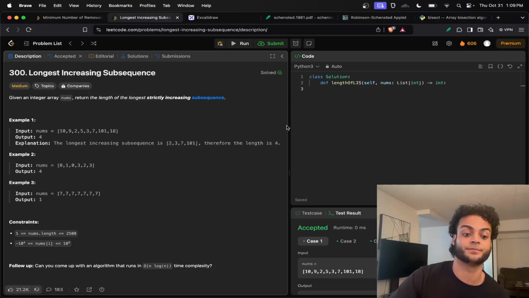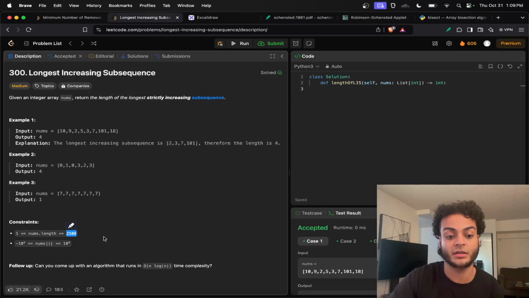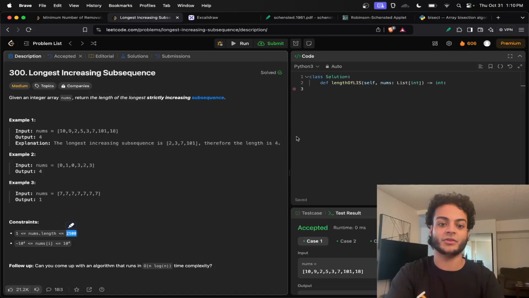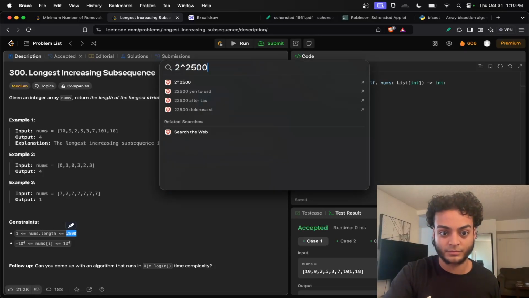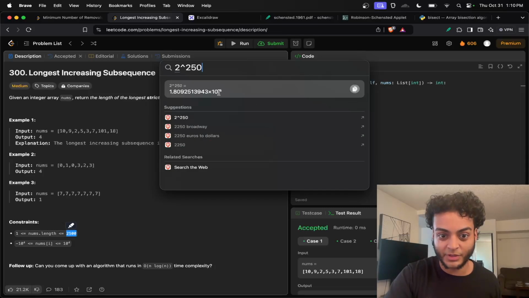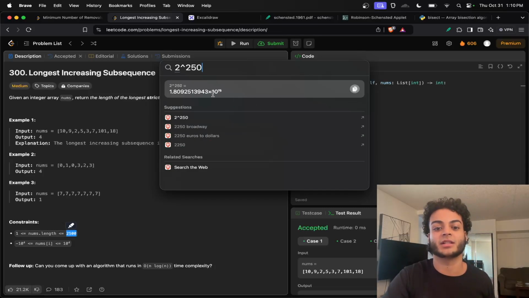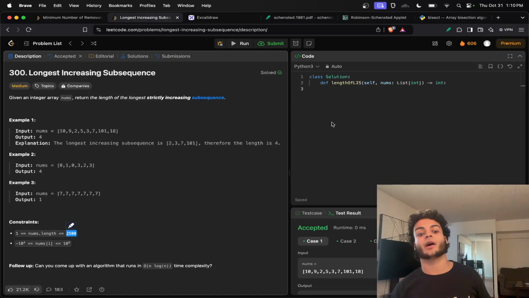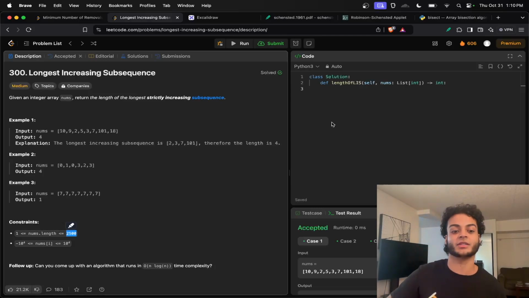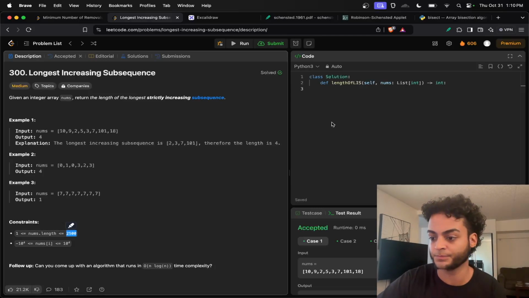subsequences. If we look at our constraints, we see that the length of the list could be up to 2,500. How big is 2 to the 2,500? Way too big for us to ever finish in time. Usually we want something that's on the order of 10 to the 8 or less. So we need to think about how to make an optimization. How can we do something that's faster than a brute force?